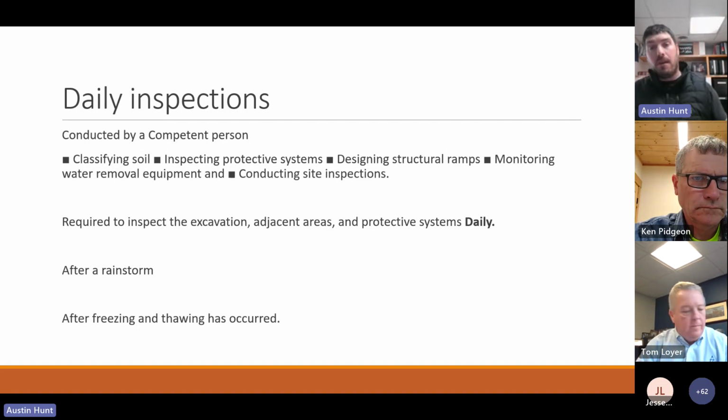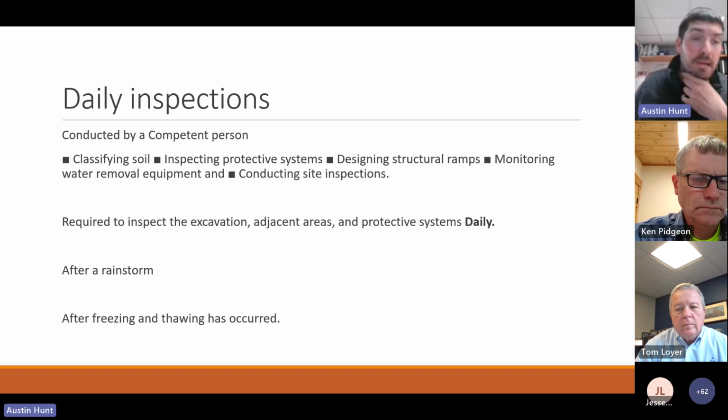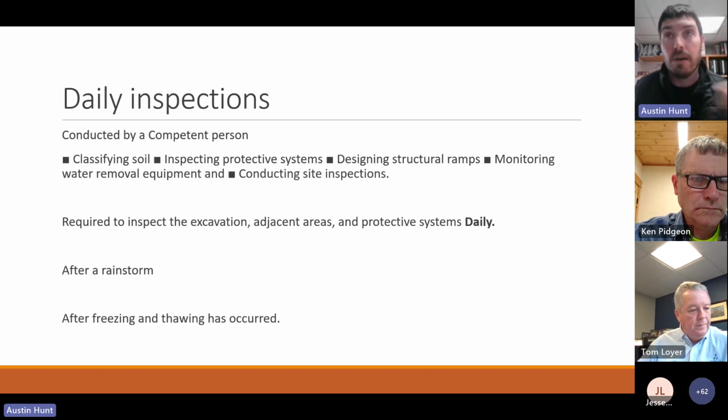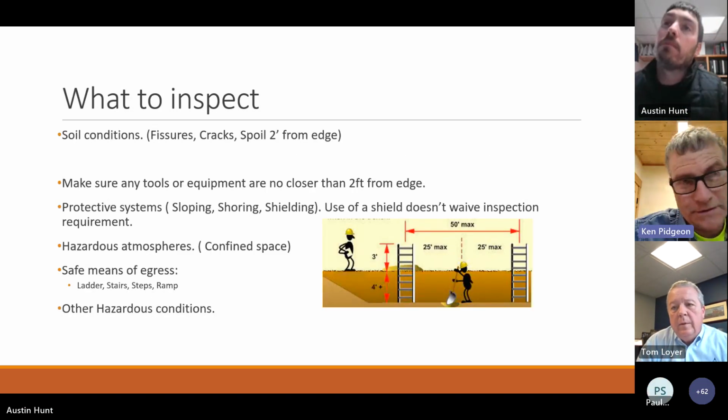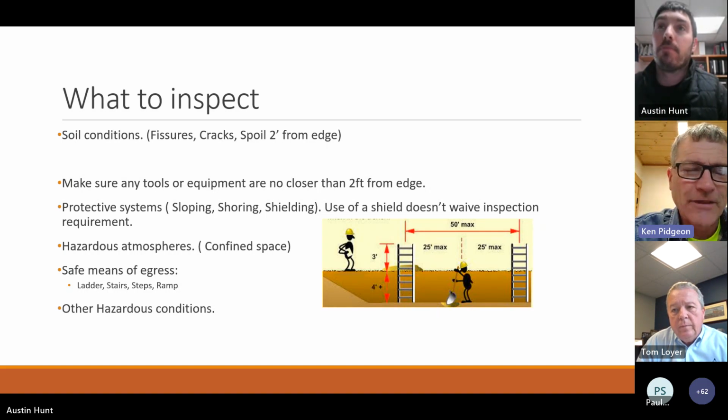Make sure you have good ingress and egress. Make sure the ramps or ladders are in good condition going into there. Monitor water in the trench and just conduct site inspections. You should be doing inspections daily after a rainstorm, or if the weather changes overnight, you have freezing and thawing and things like that. So if you have certainly a type B, or if you're classifying as a type A or B, you should definitely have that recorded somewhere that you did your inspection.